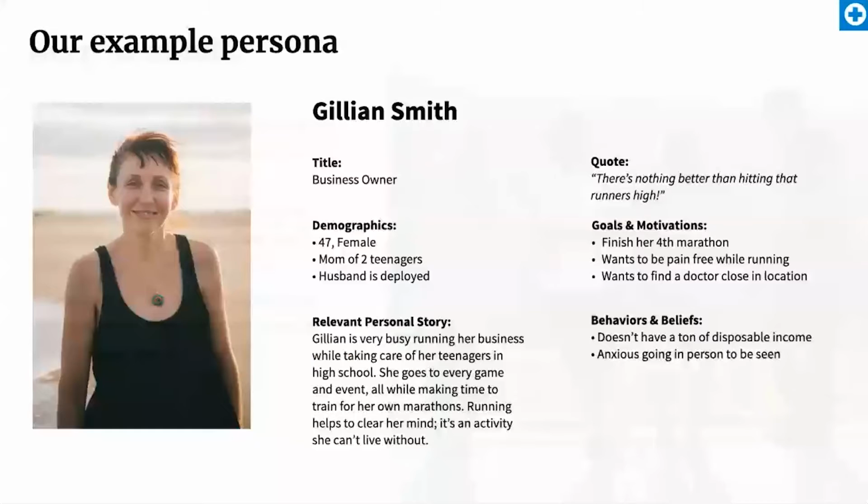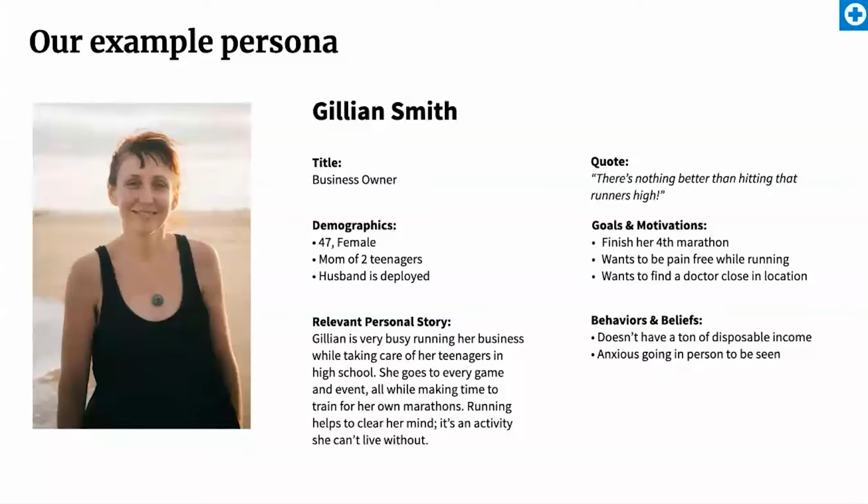So this is our example persona, which we used to create the initial journey map. Jillian is a 47-year-old business owner with 2 teenagers and a husband who is deployed. Jillian is very busy dealing with her business and caring for her kids, but she loves running and making time for that in her day.